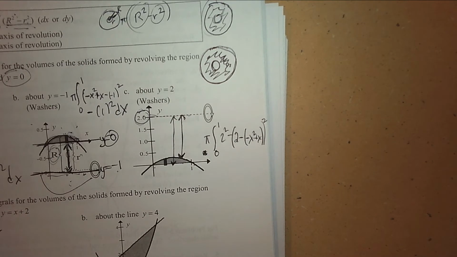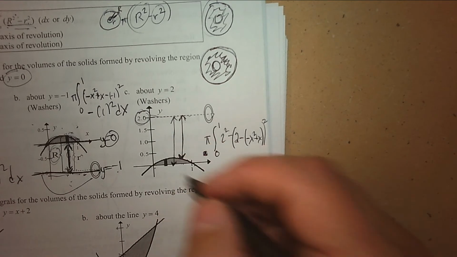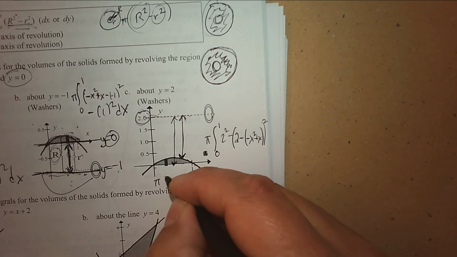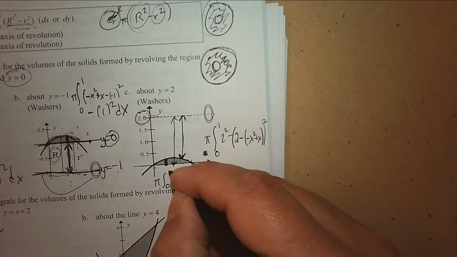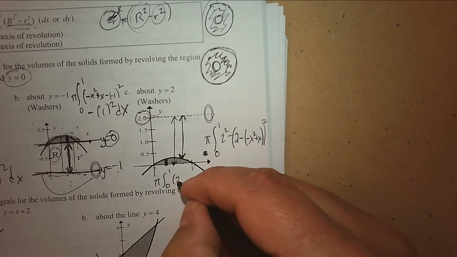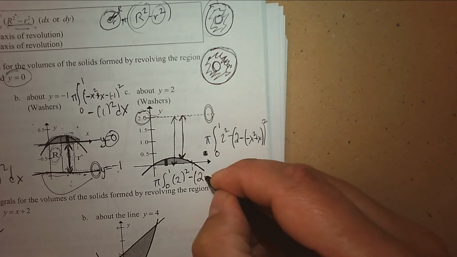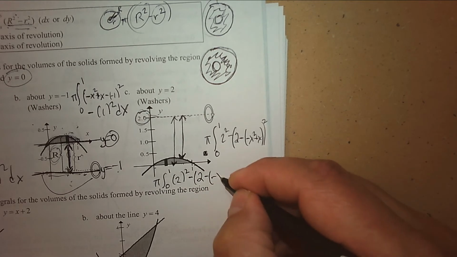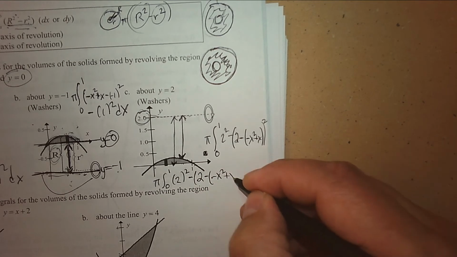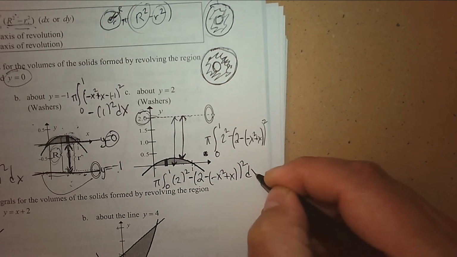Top subtract bottom. So again, if I wrote it underneath here, maybe it'd be a little bit neater. 0 to 1. The first radius was what? 2. The second radius was 2 subtract negative x squared plus x. dx.